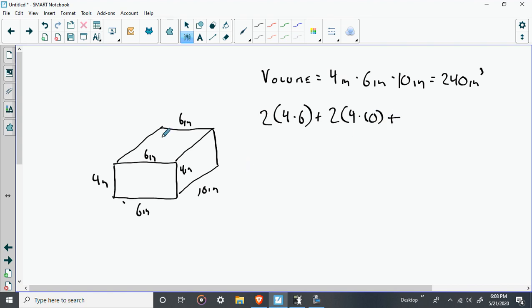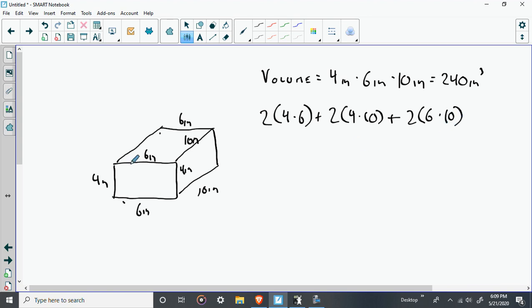And then I got the top and the bottom. Well, that's 6 inches across, and if this is 10 inches here, all the sides are rectangles, so it's 10 inches up here. So it'll be 2 times what did I say, 6 times 10. So essentially the big thing you're going to look at is this.